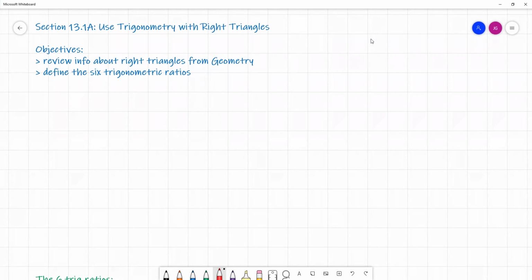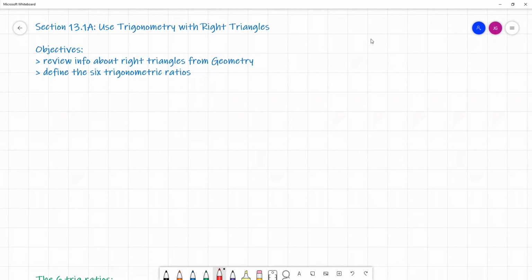So our objectives are to review info about right triangles from geometry. You should kind of remember this stuff, but if you don't, a little bit of a reminder. And then define the 6 trigonometric ratios. We'll get to that towards the end. Let's first start with our right triangle.